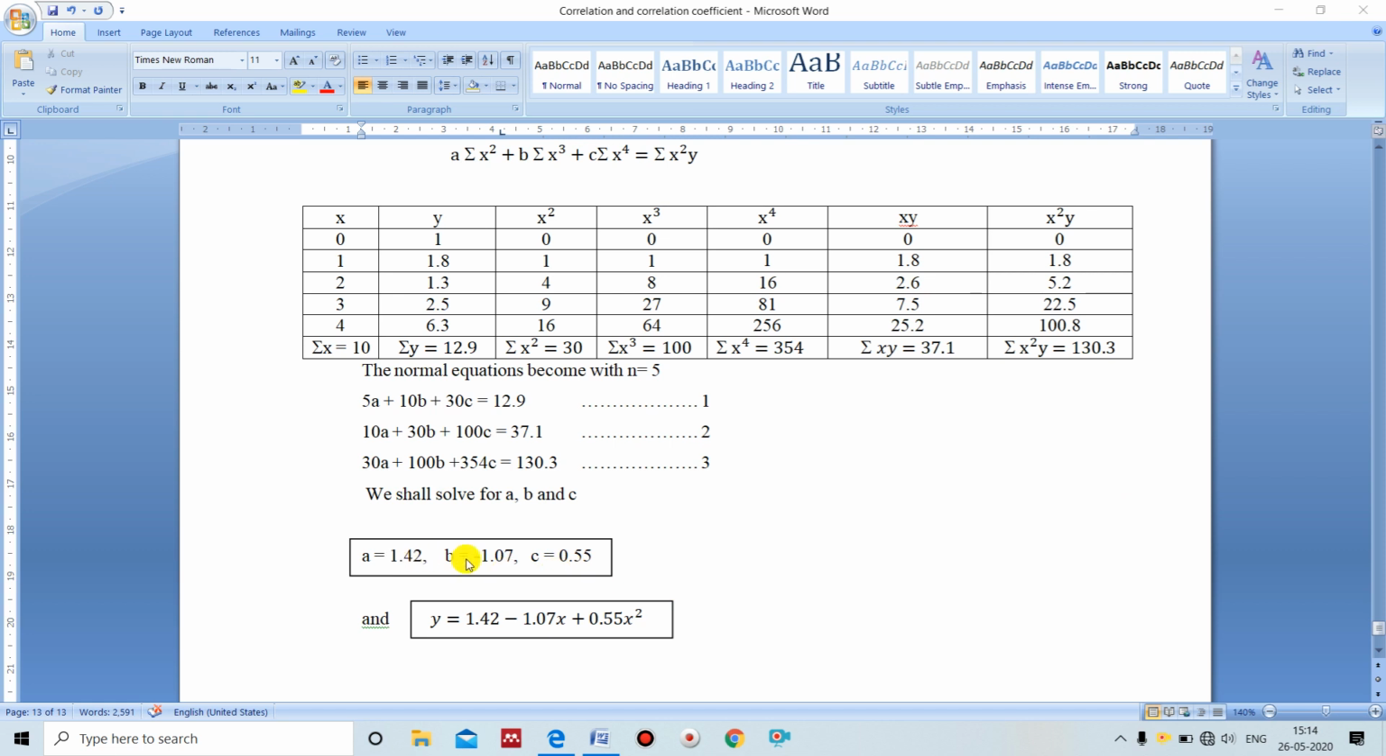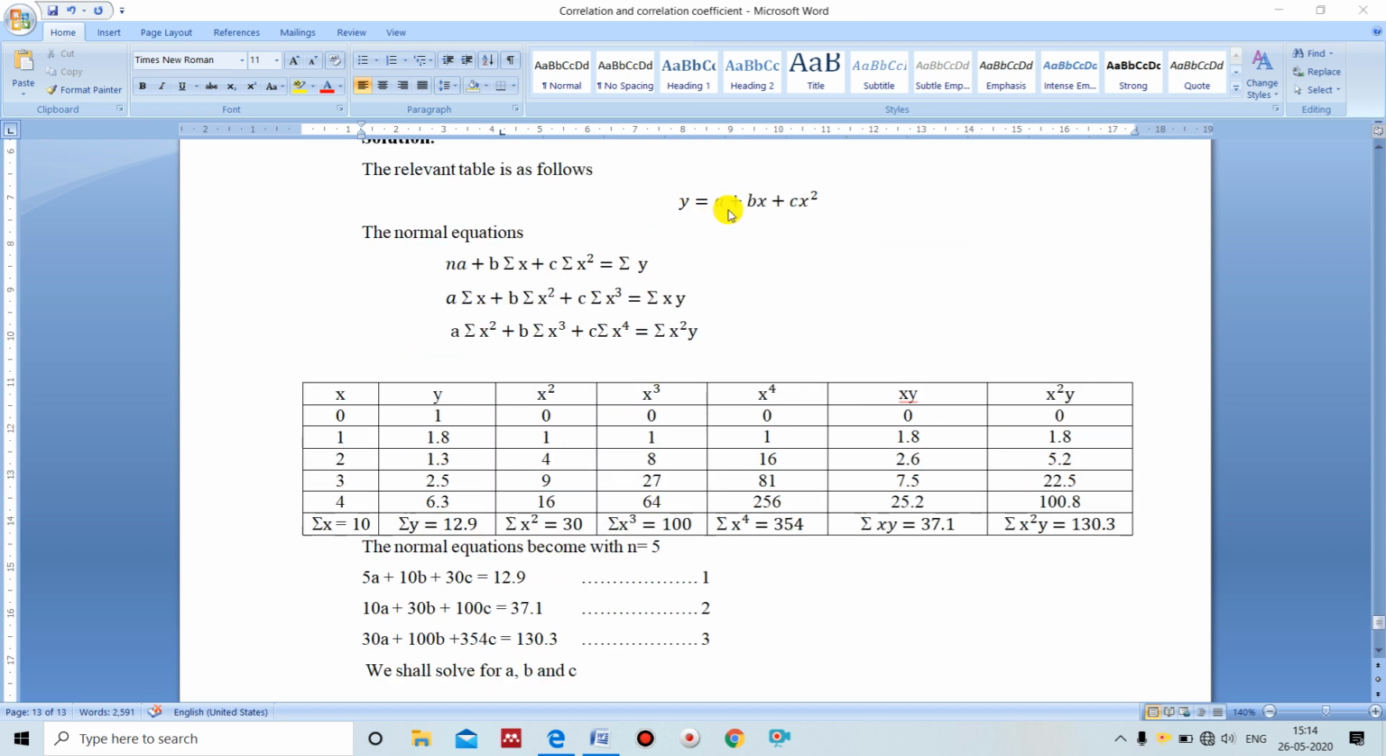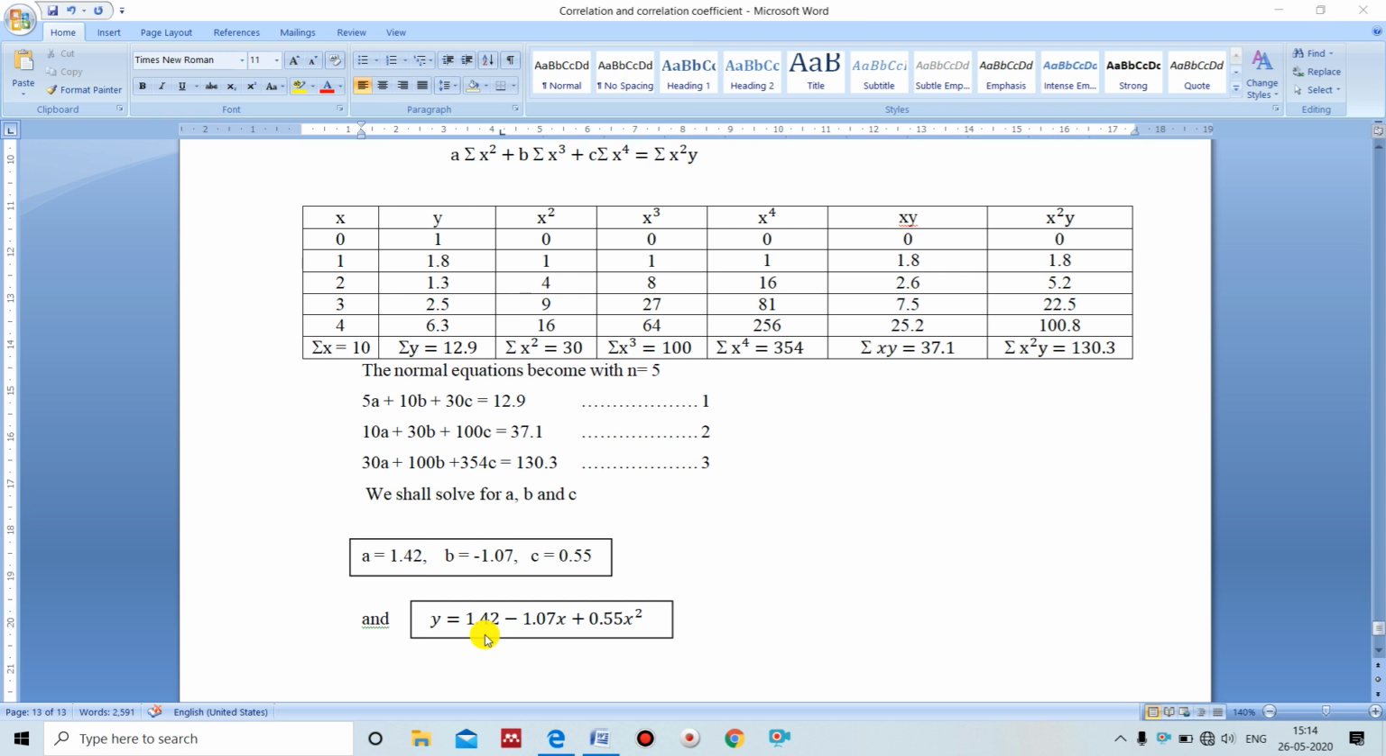So put the a, b, c values in the given parabola, we get y is equal to 1.42 minus 1.07 into x plus 0.55 x square. So this is the best fitting curve among these points.